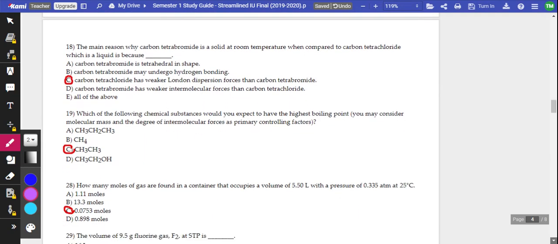Number 18, the main reason why carbon tetrabromide is a solid at room temperature when compared to carbon tetrachloride, which is a liquid, is because what? Well, we drew these out. Carbon is in the middle of both of these, and there's 4 things bonded around the center: 1, 2, 3, 4. Carbon and bromine and chlorine are all nonmetals, so these are both covalent.